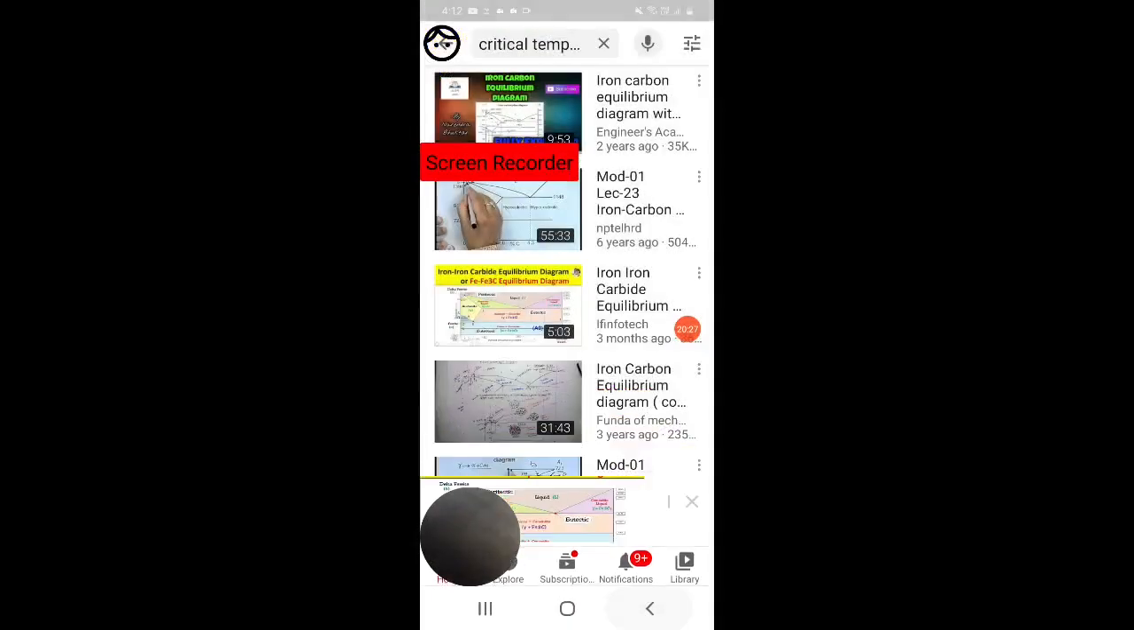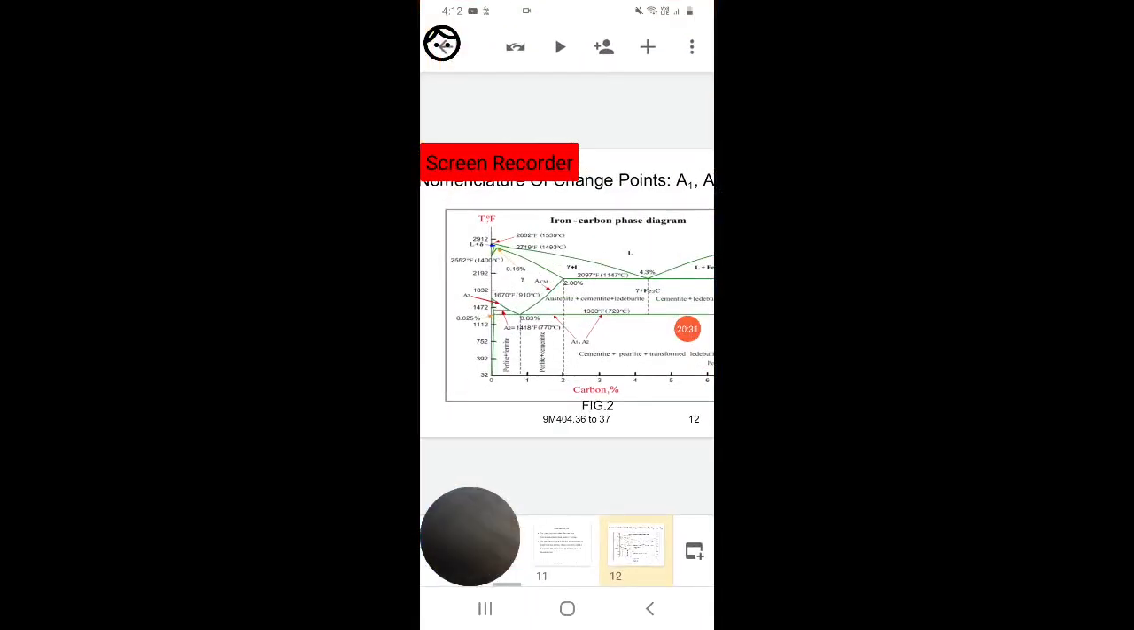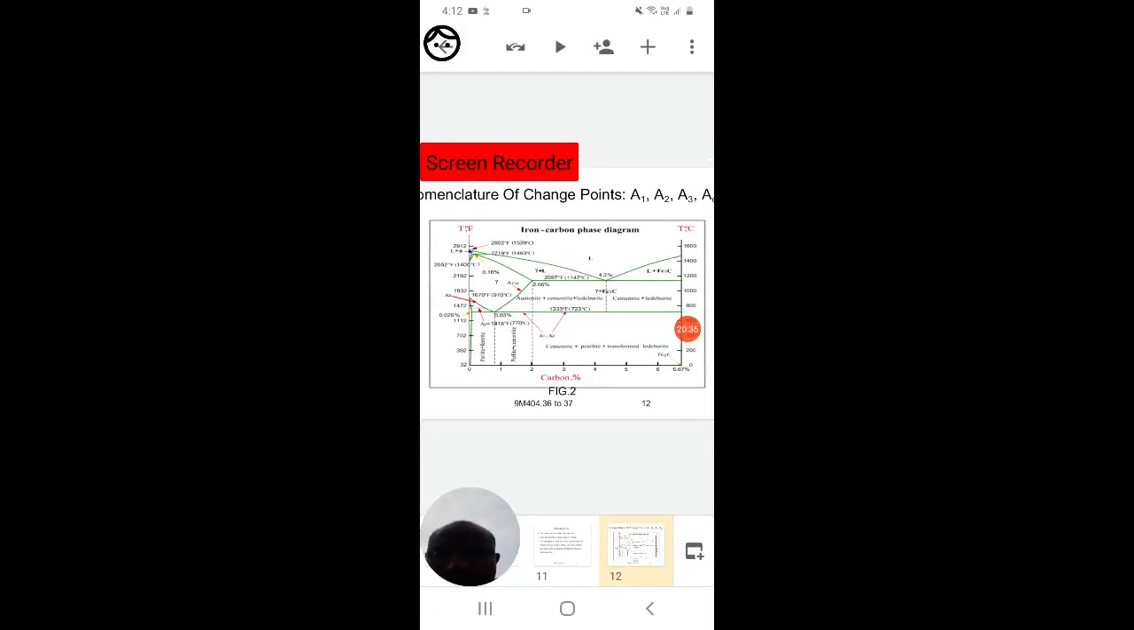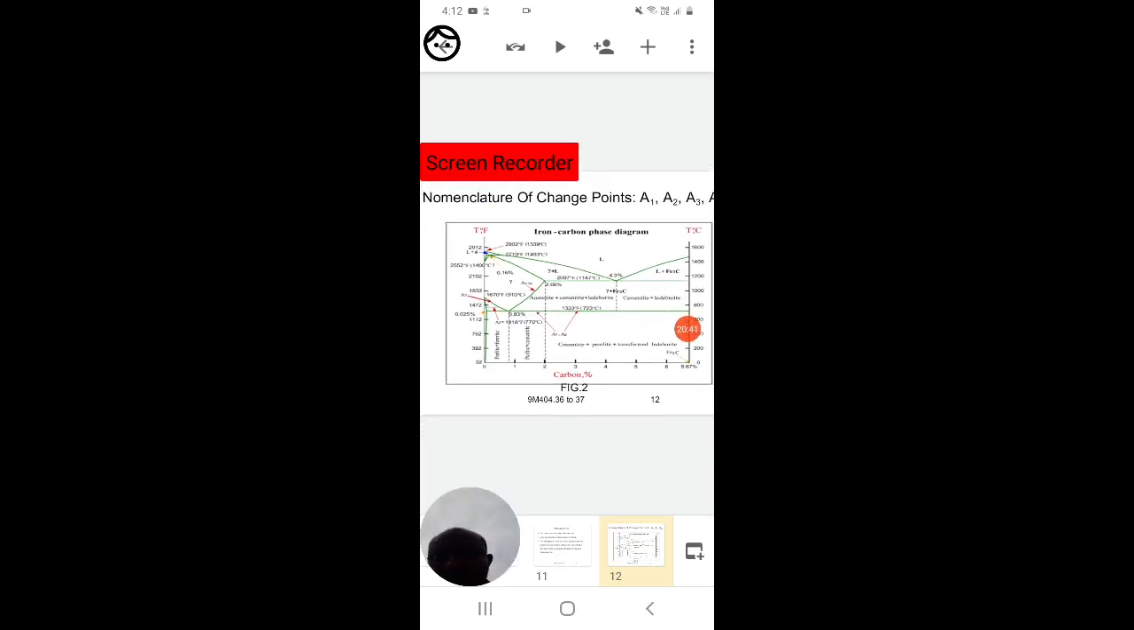The Fe-Fe3C equilibrium diagram is characterized by critical temperatures. So you see the animation, so clearly understand why critical temperatures are very important. That means A1 and A3. A1 and A3 for hypoeutectoid steels are the lower and upper critical temperature lines, and A1 and ACM are the lower and upper critical temperature lines for hypereutectoid steels. A2 is the Curie point temperature line, and A4 is the peritectic temperature.